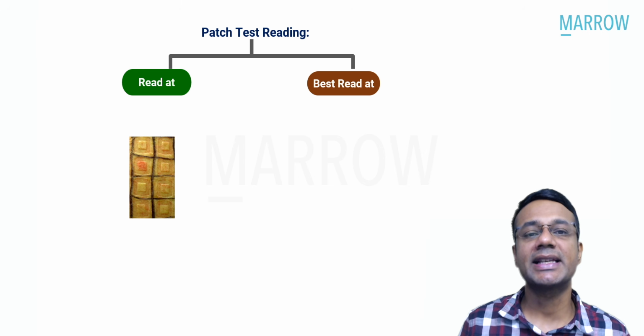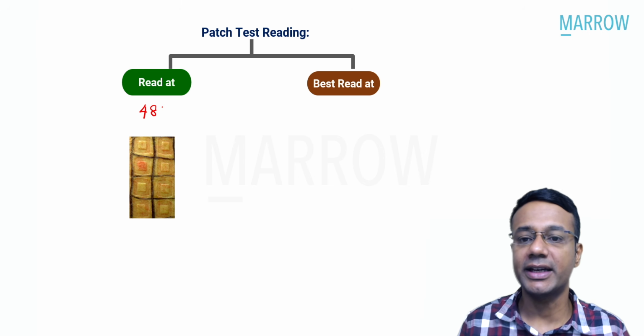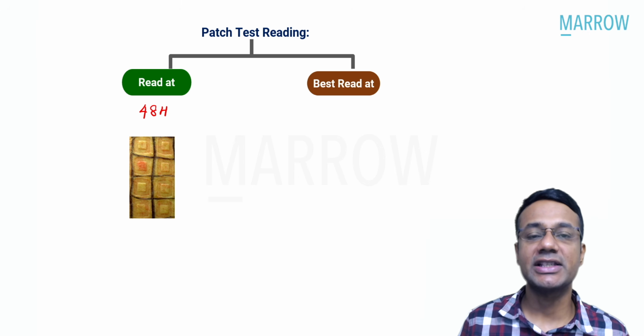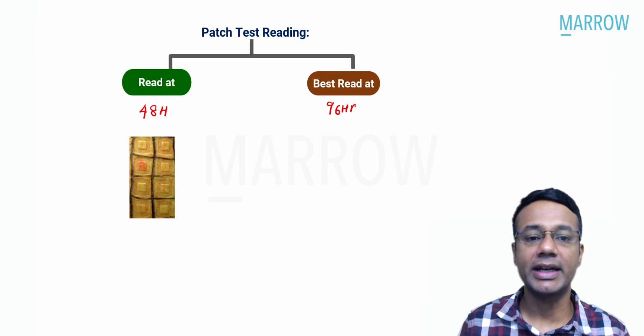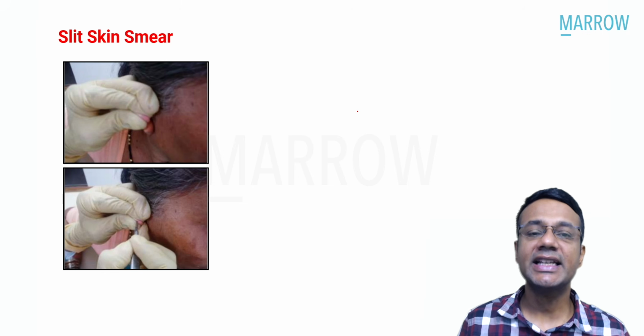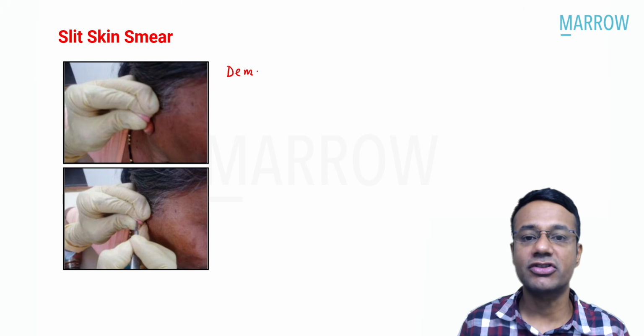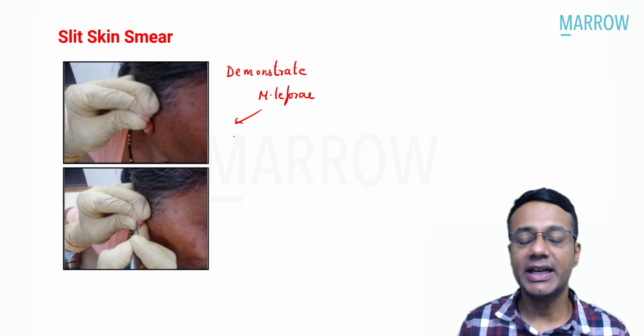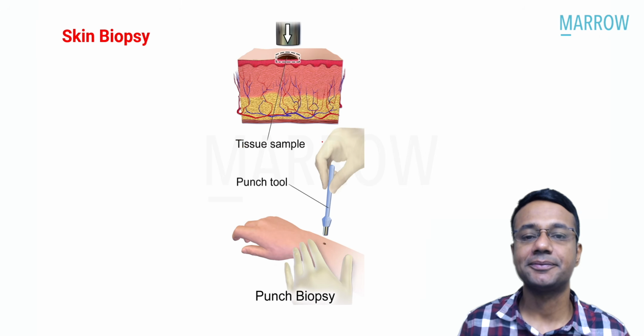So if the question comes in the exam, patch test is read at, or usually read at, our answer will be 48 hours. If the question is reframed as best reading of patch test, we double the time and we go for 96 hours. The next investigation is slit skin smear. Now this investigation is used in the demonstration of M. leprae, so that once we demonstrate M. leprae, we try to calculate the bacteriological index and morphological index.